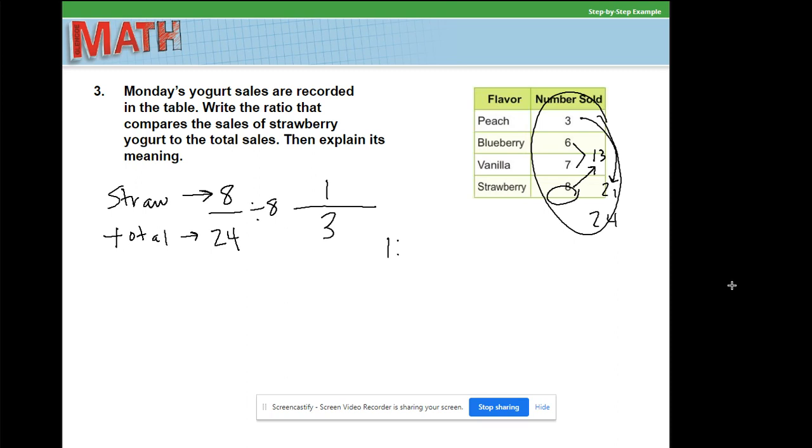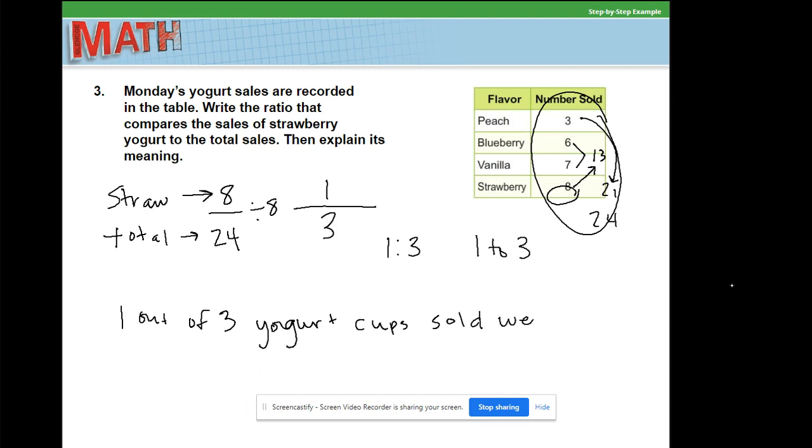Or you can write it 1 to 3, or 1 out of 3, depending on how you want to write it. And explain what it means. So for every 1 out of every 3 yogurt cups sold, 1 was strawberry. Okay, and this is on page 21.